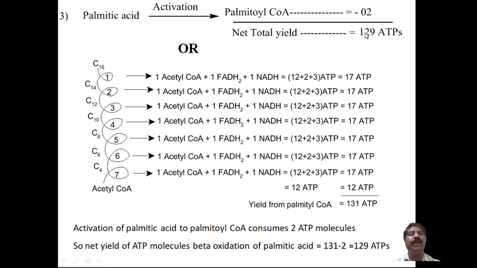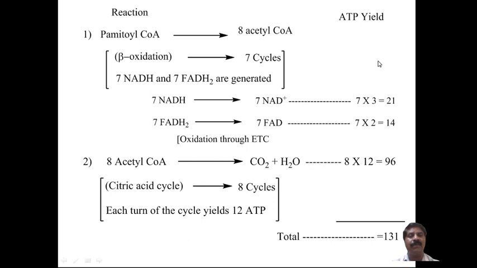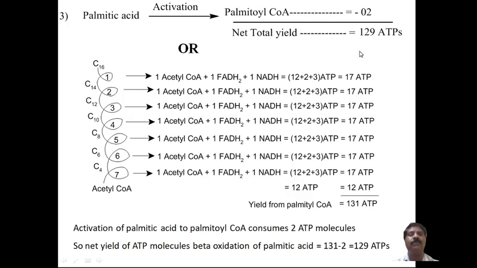Therefore we say that -2 takes place, because before being subjected to the beta oxidation reaction, the palmitic acid or fatty acid should be subjected to activation using coenzyme A. To convert palmitic acid into acyl coenzyme A, 2 ATP molecules are consumed. Therefore 131 minus 2. The total net ATP yield in the beta oxidation of fatty acid, particularly palmitic acid, is 129 ATPs.